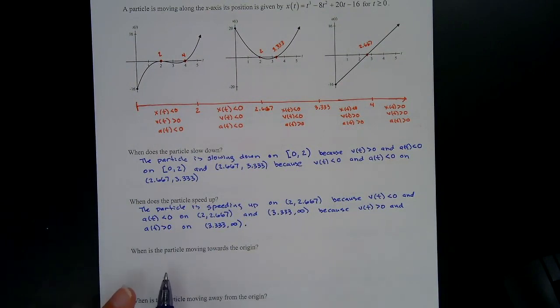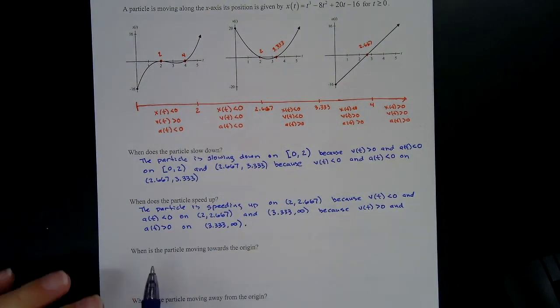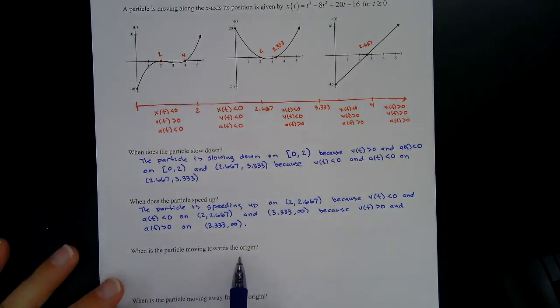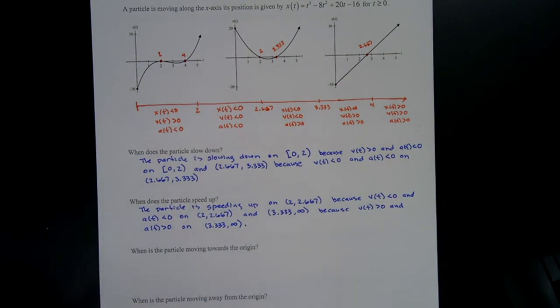Okay, so here's the next question. When is the particle moving towards the origin? Well, we have to look at it being on the right side and moving left, which means positive position, negative velocity, or we have to be looking at the left side moving right. So that'd be negative position and positive velocity, okay? So basically we're looking for opposite signs for position and velocity.